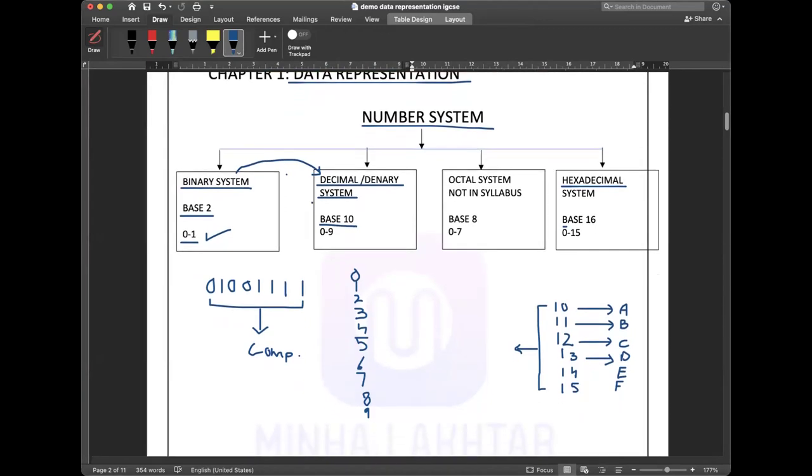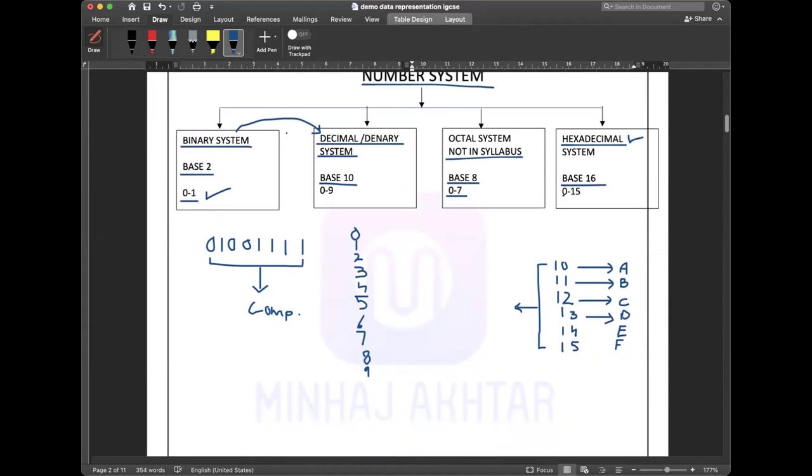Octal is not included in our syllabus, but just for your knowledge, it is called base 8. Base 8 means the numbers 0 to 7. And the most powerful number system is the hexadecimal system. Hexadecimal system means base 16. It means that we have the numbers from 0 till 15.